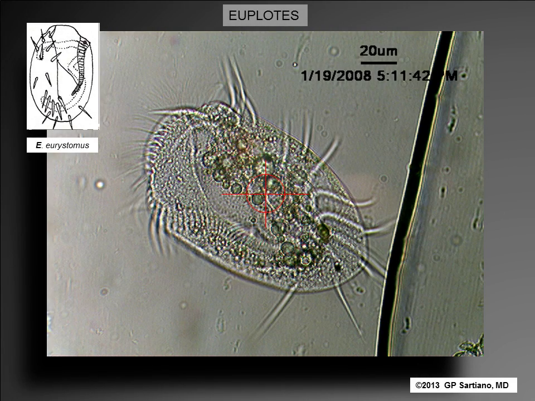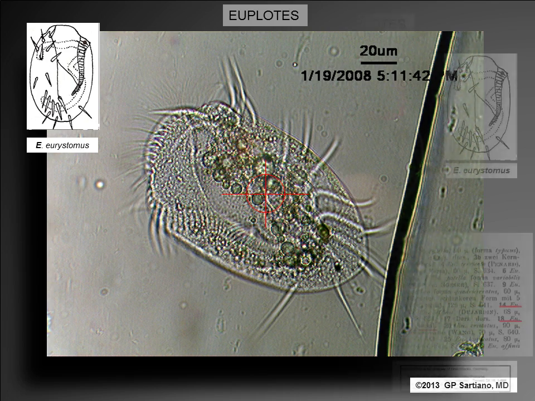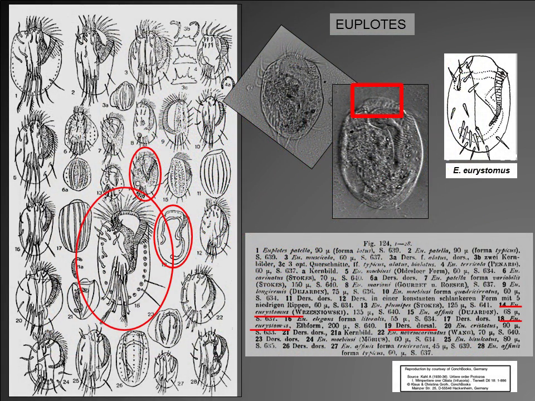Euplotes. The species illustrated here seems to be Euplotes eurystomus. It has a rather distinct anterior rostrum and other typical features of the species. Many of its identifying features were discussed in detail in Part 1 on Euplotes.